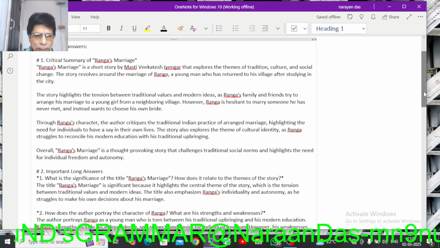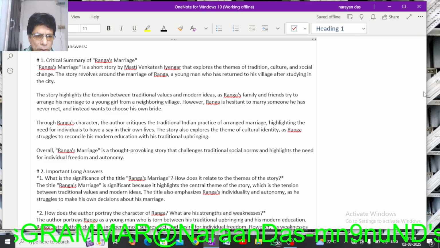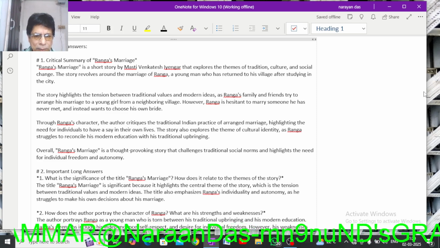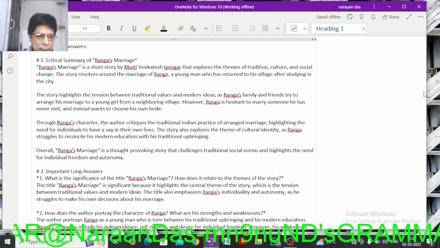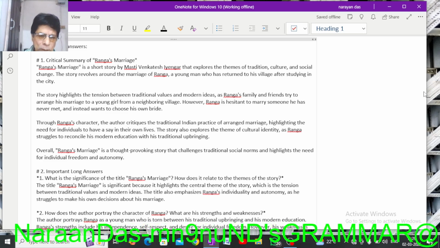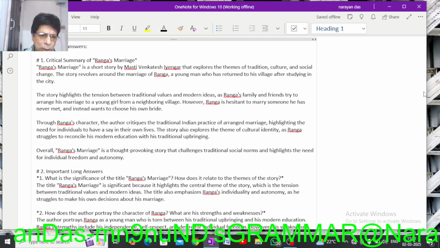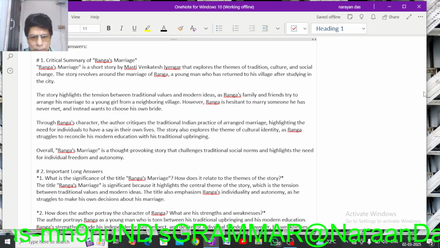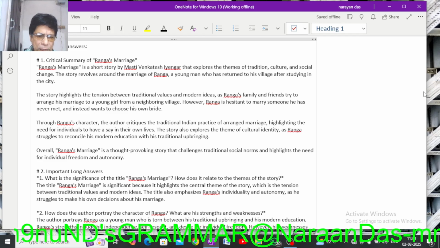As Ranga's family and friends try to arrange his marriage to a young girl from a neighboring village whose name is Ratna. However, Ranga is hesitant to marry someone he has never met and instead wants to choose his own bride. He expresses his views also in the story as you read. Through Ranga's character, the author critiques the traditional Indian practice of arranged marriage, highlighting the need for individuals to have a say in their own lives.